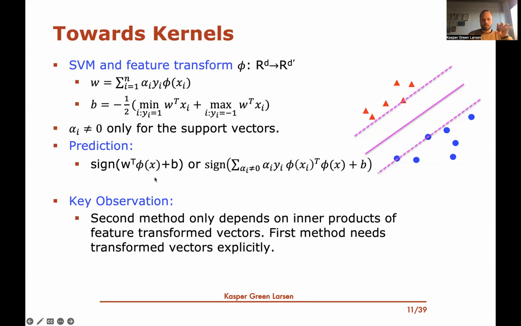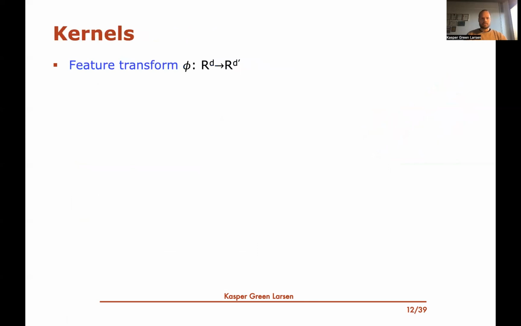Okay, so let's try to see what we can use that for. Over here, we only need inner products. Down here, to compute W, you need to compute these feature transform vectors explicitly and sum them up. Okay, so let's try to see if we can exploit this property. Here is where the notion of kernels comes in.